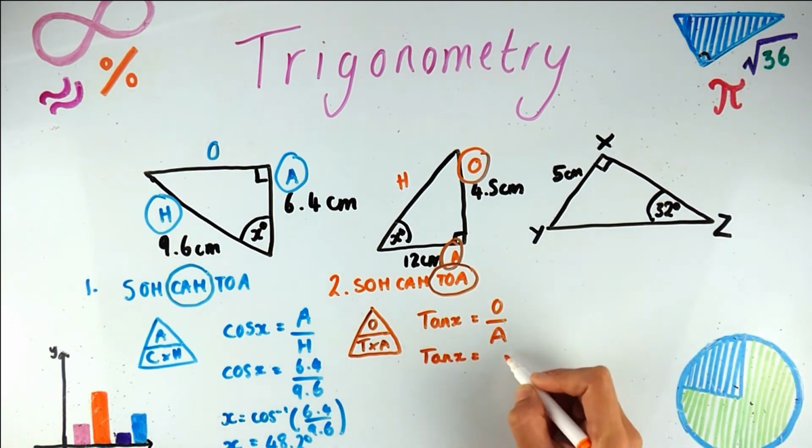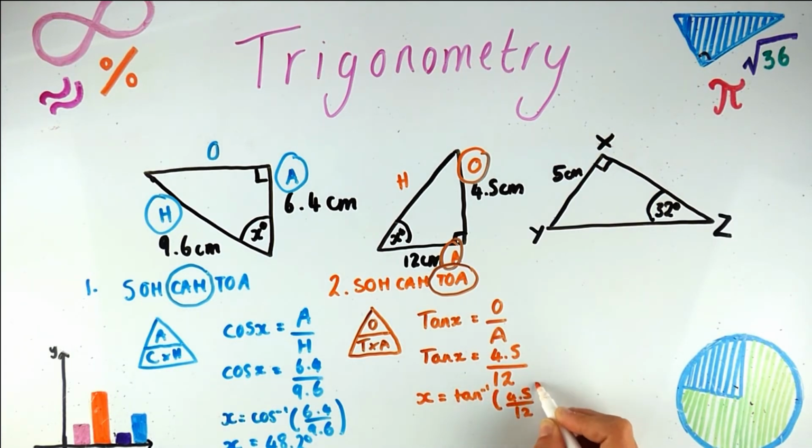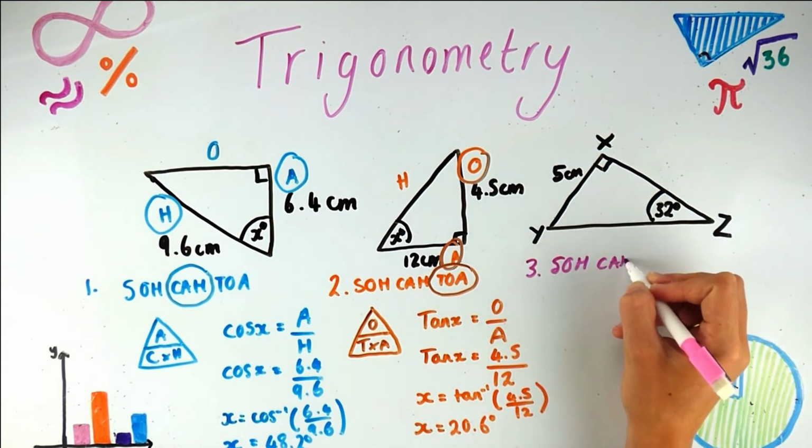Tan x equals 4.5 over 12. Again, we're going to have to shift tan to find x. X equals 20.6 degrees. So that was TOA.